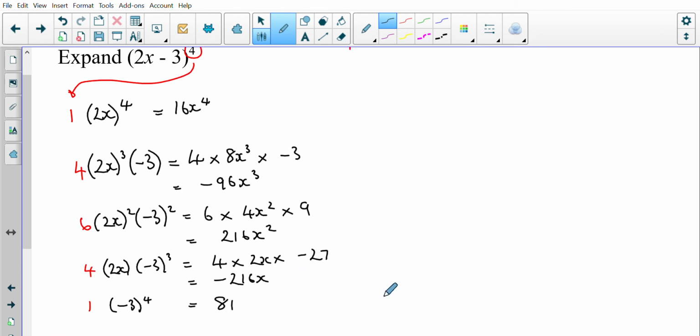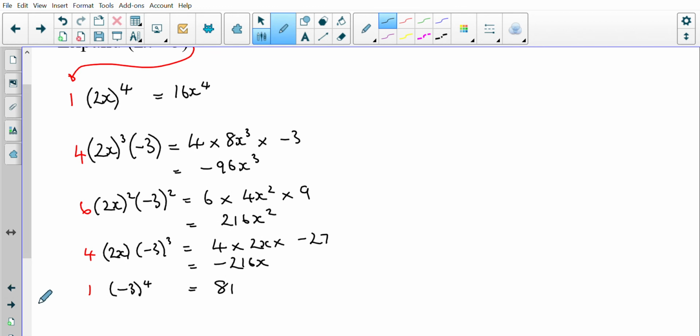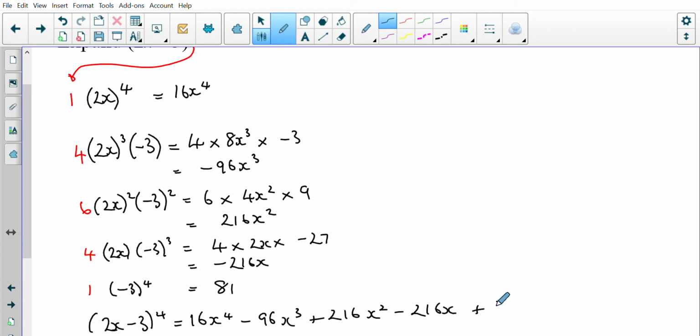And then what we can do at the end, once we've done all our workings out down the page, is write out our expansion, 2x minus 3 to the power of 4 equals, and string it all back together. For our final answer.